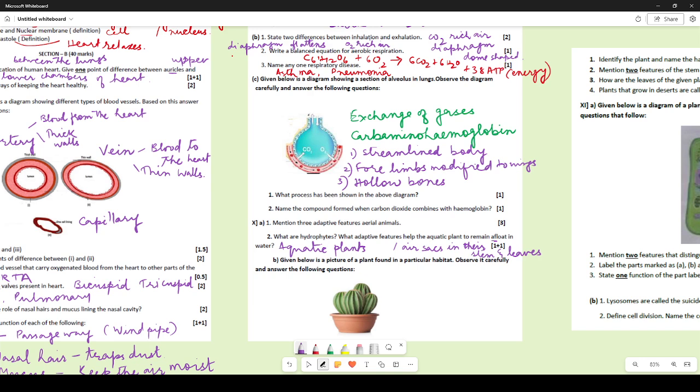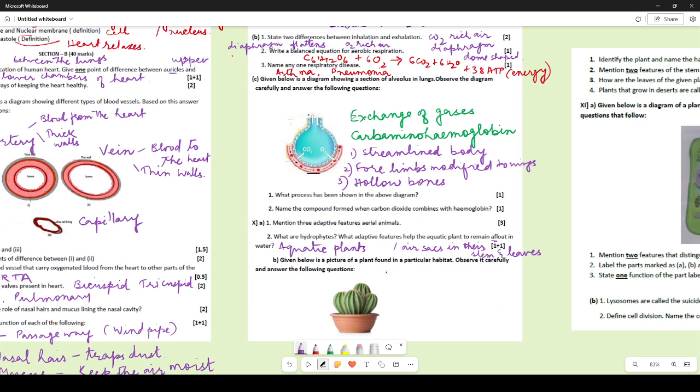Or you can also write they have very weak roots. So if the roots were strong, then they would have held on to the substrate or to the ground. But since the roots are weak, they are able to float easily.